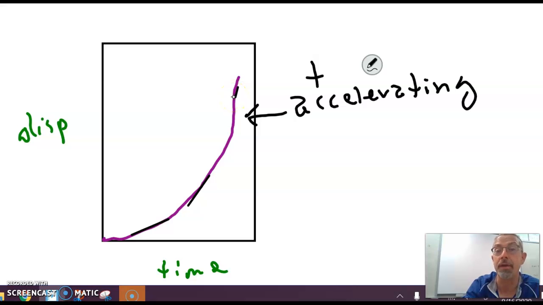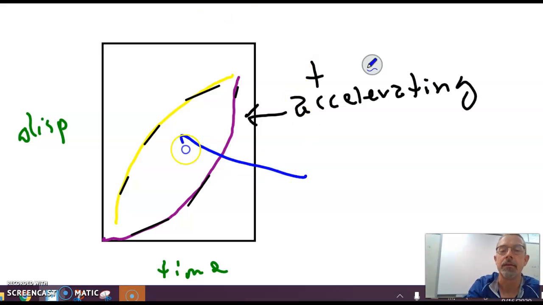Now I could slow down. If I slow down, that might look like this, okay? Where now my slope keeps getting shallower and shallower and shallower. So here it's a steep slope, here it's a little bit shallower, here it's a little bit shallower. This line, let's use blue for this, would indicate that I am slowing down. That's a negative acceleration. There I'm slowing down.